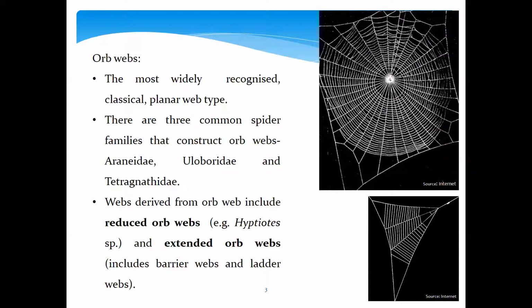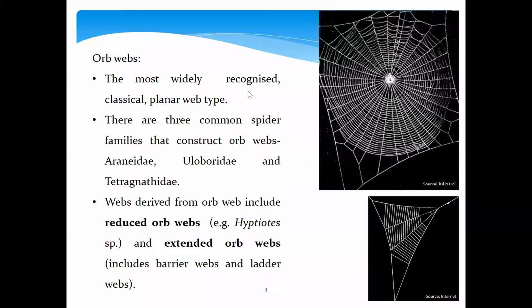In a few references, you would get Nephilidae also constructing this type of web. Yes, Nephilid spiders construct this type of web, but now Nephilidae is not an independent family; rather it is incorporated into the family Araneidae. Apart from the entirely circular orb webs, we also have certain types of derived orb webs. Derived orb webs are of two types.